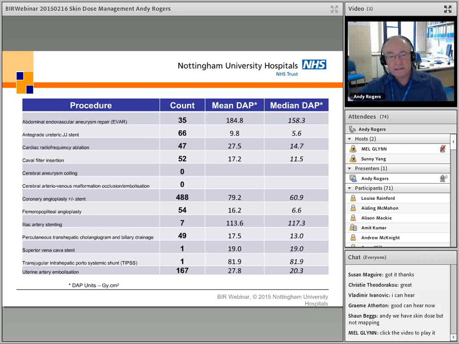BIR did a sort of embryonic survey and gathered some data. And what we found, and this was over about 1,000 cases, was that what I've got here is the mean DAP and the median DAP for the procedures down the left. And really, those average levels wouldn't cause me concern.